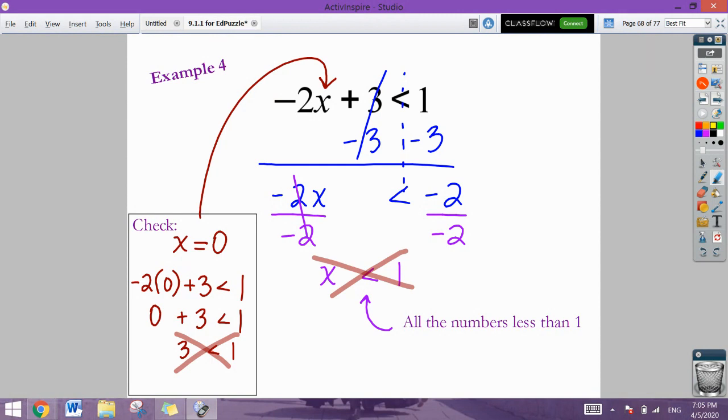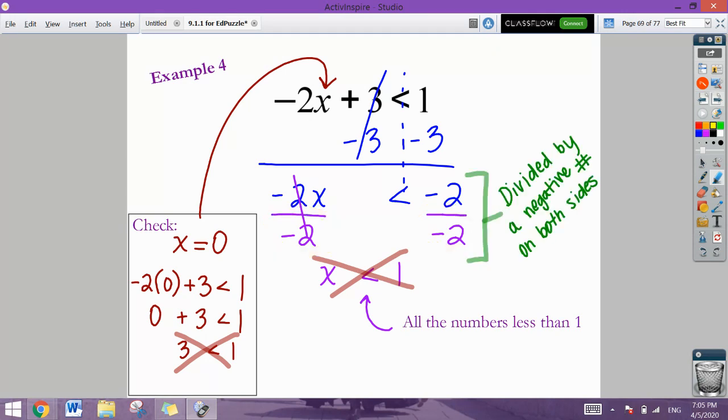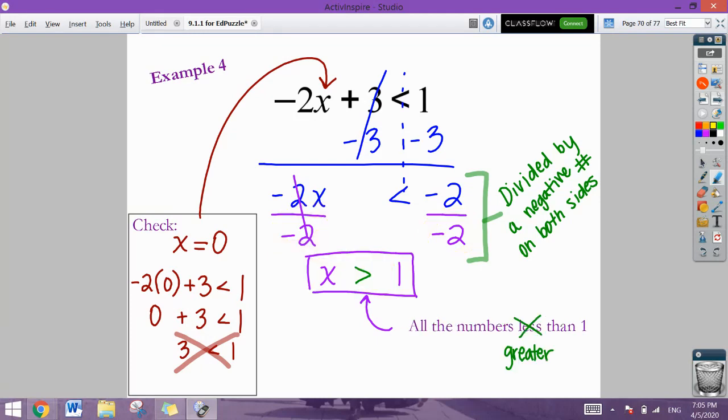And I'll tell you why. This is what made this problem tricky. Do you see right here when we divided both sides by negative 2? At that step right there, there's a rule with inequalities that if you ever multiply or divide both sides by a negative number, like we did here, then you have to change this inequality and flip it to go in the other direction. So instead of being less than 1, it's now greater than 1. All of the numbers greater than 1 are the actual real solutions to that inequality. I know that sounds super crazy.